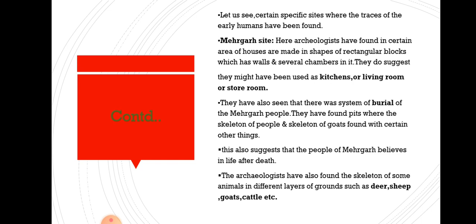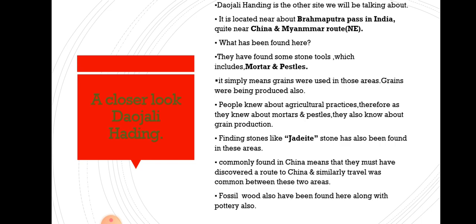So this was the belief told by the archaeologists who found such remains at the Mehrgarh site. The archaeologists have also found skeletons of animals in different layers of excavation, such as deer, sheep, goat, and cattle. So this was all about the important things at the Mehrgarh site.